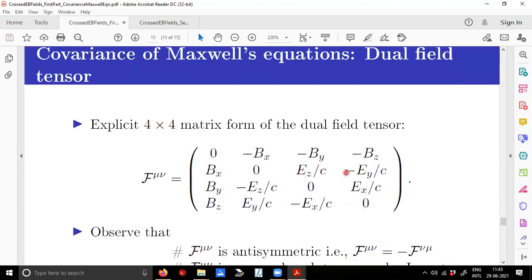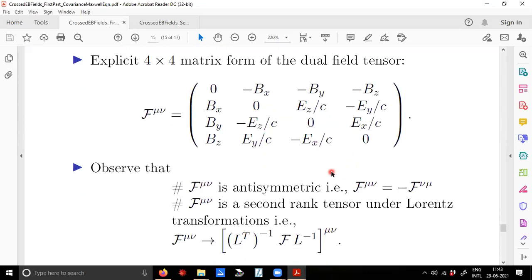I define a dual tensor and I observe again that the dual tensor is again antisymmetric. You know, this is 0. Wherever there is a minus Bx, there is a plus Bx here, antisymmetric. So Ex is minus Ez. So this can be seen clearly, explicitly, that it is an antisymmetric tensor.